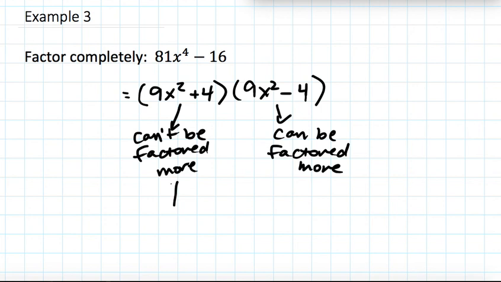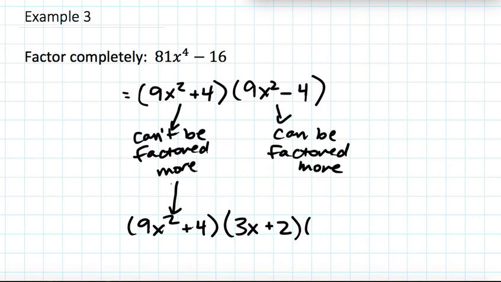So the term that can't be factored anymore, I'm just going to bring that down, 9x squared plus 4. And now I'm going to factor the second set of parentheses. Square root of 9 is 3, so that's going to be 3x. You can also divide exponents by 2, 2 divided by 2 is 1, so this is x to the first. And then plus 2, square root of 4 is 2. My second set of parentheses for that is going to be 3x minus 2. So this term, the 9x squared minus 4, factors into these two.